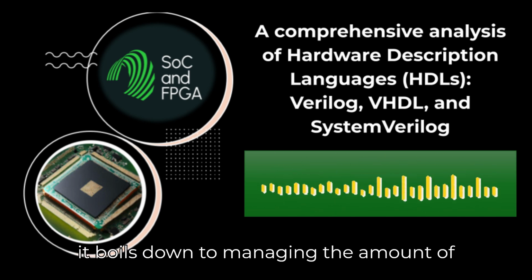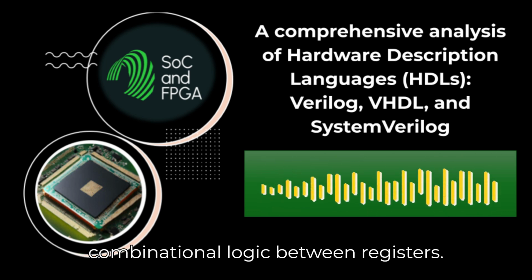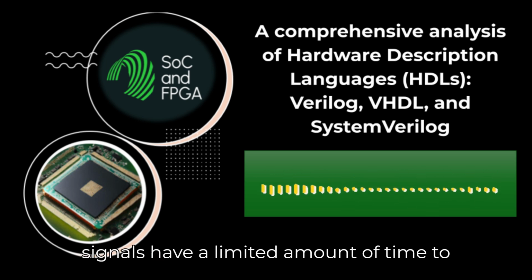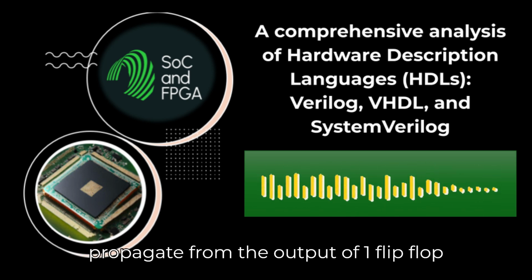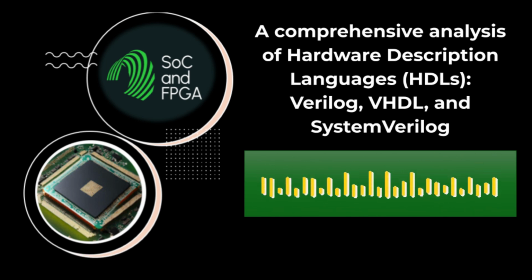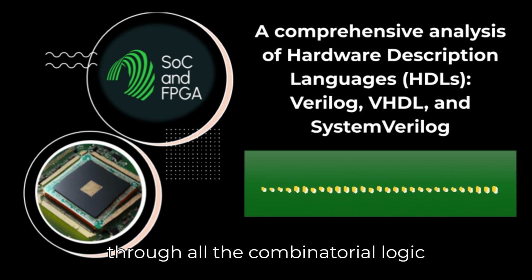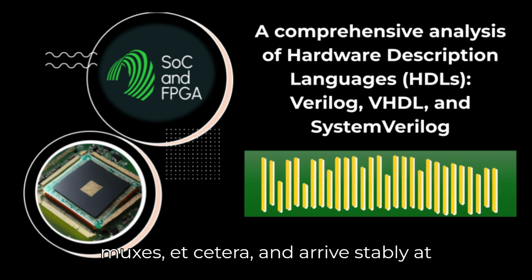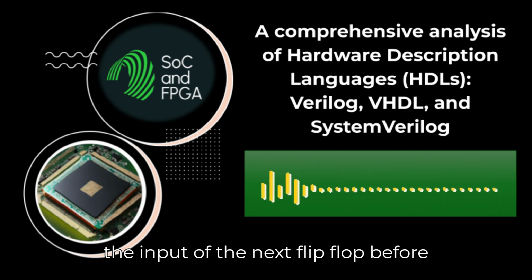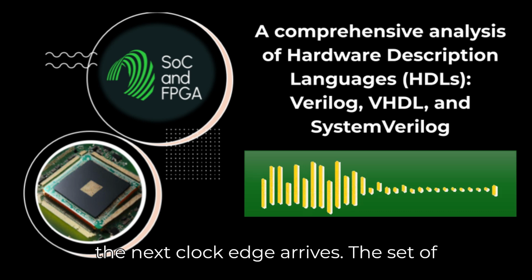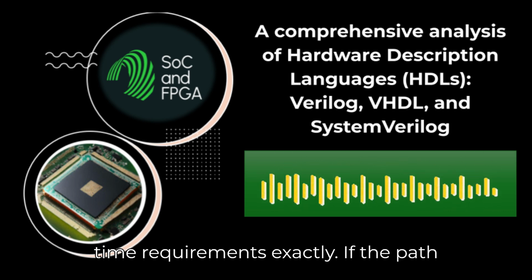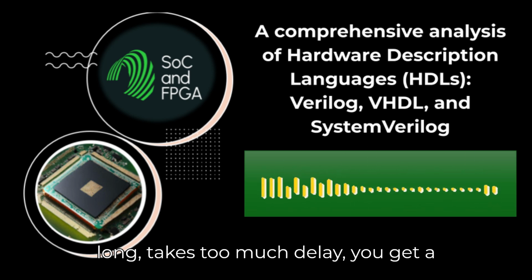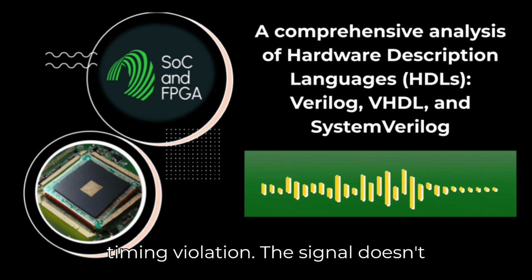Fundamentally, it boils down to managing the amount of combinational logic between registers, the logic depth. Every clock cycle, signals have a limited amount of time to propagate from the output of one flip-flop through all the combinatorial logic gates, ANDs, ORs, adders, muxes, etc., and arrive stably at the input of the next flip-flop before the next clock edge arrives. The setup time requirement. Exactly. If the path through the combinatorial logic is too long, takes too much delay, you get a timing violation. The signal doesn't arrive in time.